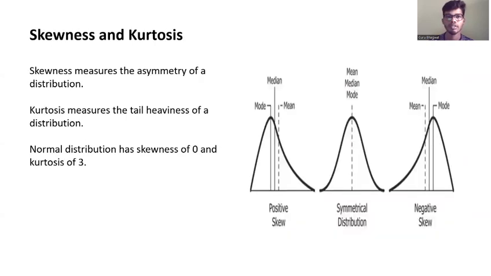Next, skewness and kurtosis, which are present in the normal distribution. Skewness measures the asymmetry of the distribution, that is positive skew, having the mean, mode, median. Next, kurtosis measures the tail heaviness of the distribution, with symmetrical and asymmetrical distributions. Next, the normal distribution has a skewness of 0 and a kurtosis of 3, that is mean, mode, median, which is having a positive skew, symmetrical distribution, and the last one is negative skew.